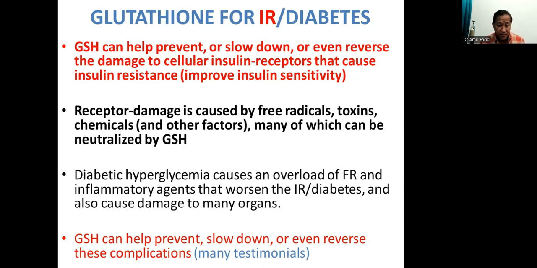The receptor damage is caused by free radicals, toxins, chemicals, and other factors, many of which can be neutralized by glutathione. Diabetic hyperglycemia causes an overload of free radicals and inflammatory agents that worsen the insulin resistance and diabetes, and also cause damage to many organs. And we know that glutathione can help prevent, slow down, or even reverse these complications. And we have many testimonies as well.